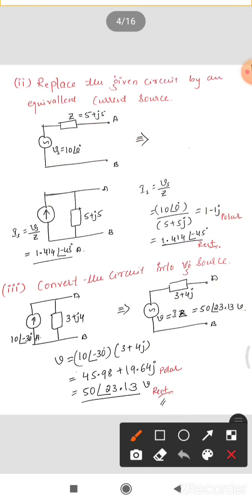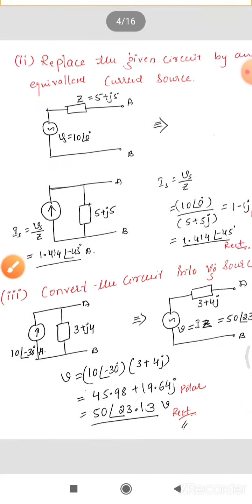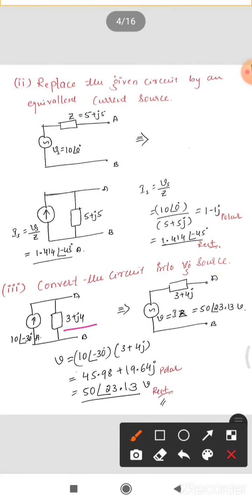Okay, next, similarly, by the same method, convert the circuit into a voltage source. They have given it in the form of a current source, convert that into a voltage source. The representation is a voltage source along with the impedance in series, and the impedance remains the same, that is 3 plus 4J. Only V has to be calculated. V is equal to I into Z.